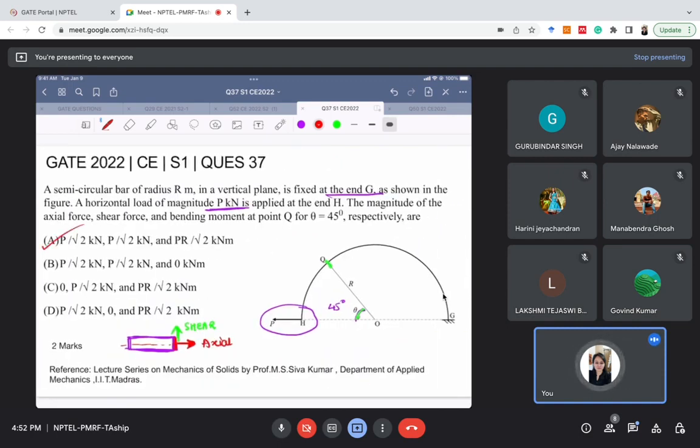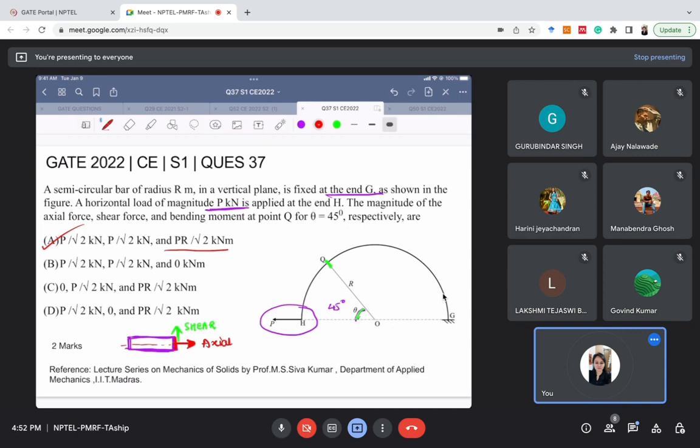That is P by root 2, P by root 2, and PR by root 2 kilonewton meter. Okay, so it was a simple question. You should just know the concept of what an axial force is and what a shear force is. Other than that, it is a very simple question.